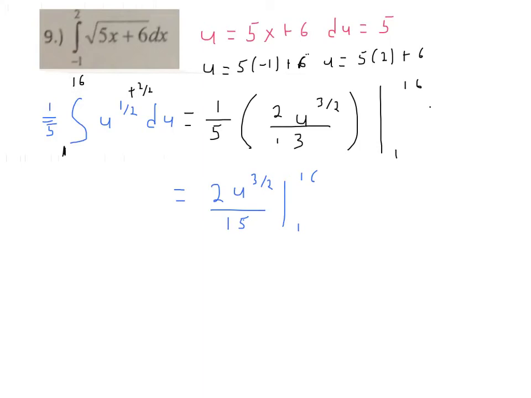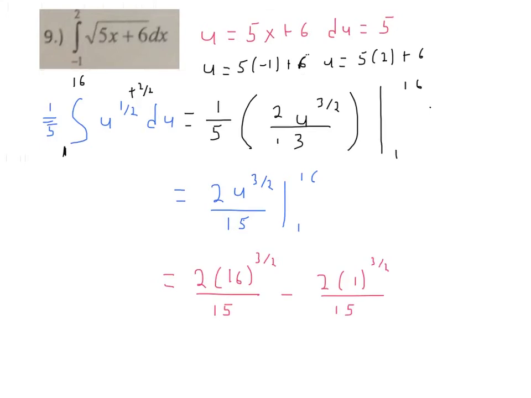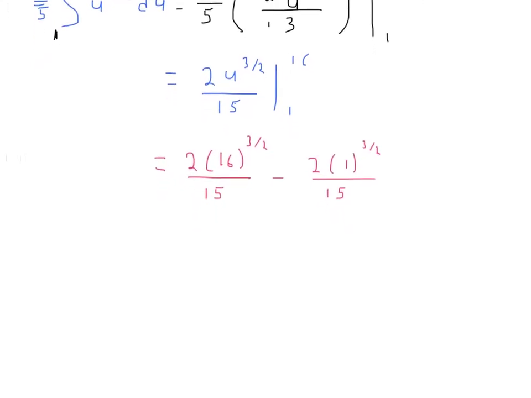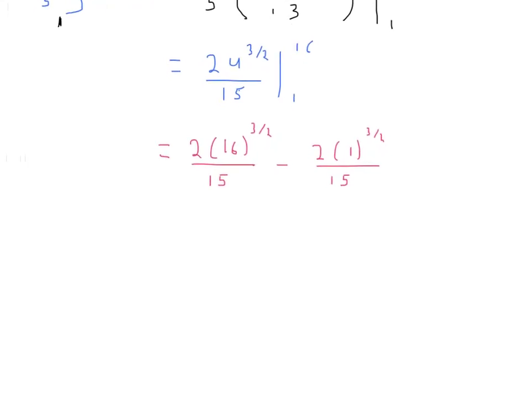So now we can plug in our limits. 2 times 16 to the 3/2 over 15 minus 2 times 1 to the 3/2 over 15. Now when we're raising something to a fractional exponent, we have to make a decision on whether or not we want to take the power or the root first. I think it's going to be helpful to take 16 to the 1/2 first, because 16 to the 1/2 is 4, and then raise that to the third.